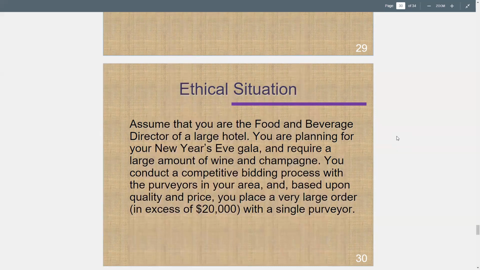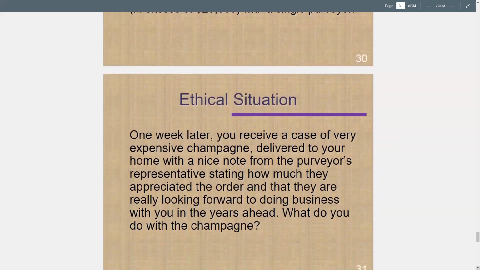You conduct a competitive bidding process with the purveyors in your area, and based upon quality and price, you place a very large order in excess of $20,000 with a single purveyor. Sounds like you're doing a great job. You found the right person to fulfill your order. Sounds like you're doing great.